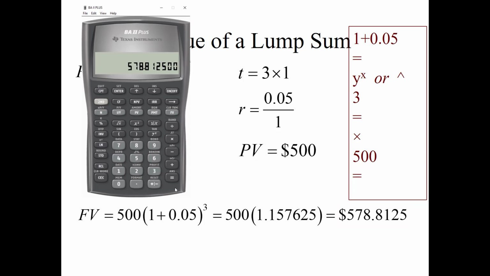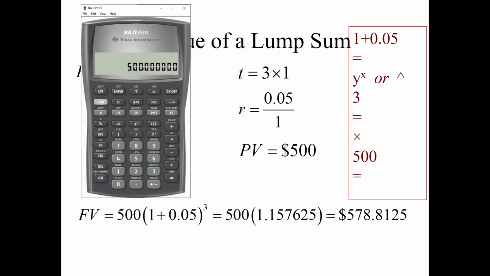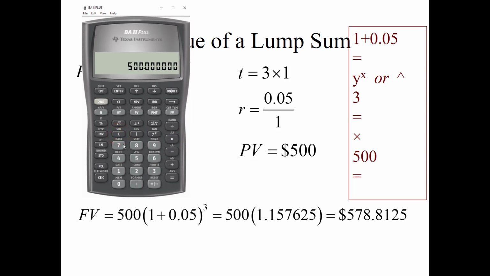Another way to look at this problem on our calculator is to use our parentheses. And so we could take our $500 times the quantity, so we need to use our open parenthesis, of 1.05. Then we raise that to the third power, so we hit our y^x button, 3. And we close that up, and the next value we'll see will be 1.05 raised to the third power.